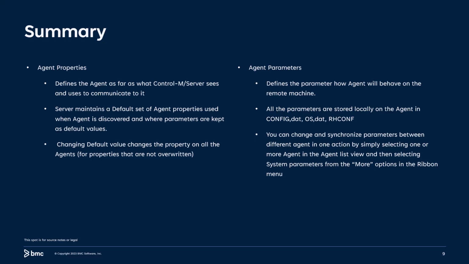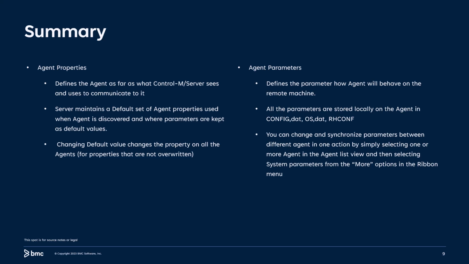In summary, agent properties define the agent as far as what Control-M Server sees and uses to communicate to it. The server maintains a default set of agent properties used when an agent is discovered, and the properties are kept as default values. Changing default values changes the property on all the agents for properties that are not overwritten.